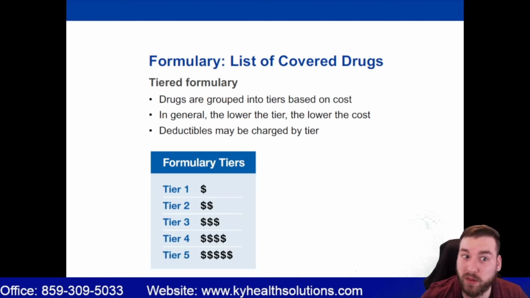So speaking of those formularies, or the list of covered drugs, they're grouped into tiers based on cost. In general, the lower the tier, the lower the cost. There are certain deductibles that can be charged by tier. So your plan may have a few hundred dollar deductible, but that deductible may only apply to tiers 3 through 5 and may leave out tiers 1 and 2. So if you have those cheaper generics, you may not even have to touch your deductible. Again, that's why it's important to review your drug plan, because your drug could be a tier 3 on one plan while it's a tier 2 on another.